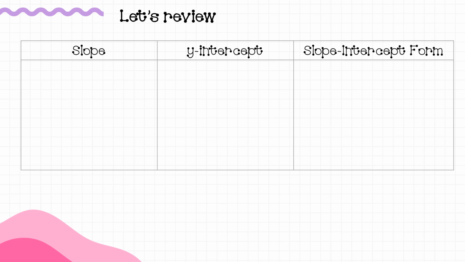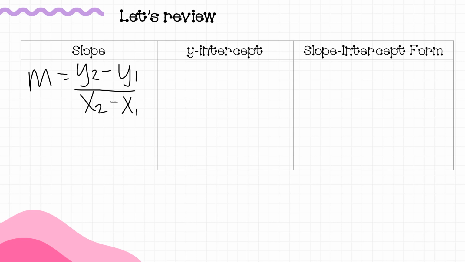So slope, we use the letter M when we're talking about slope. Slope is our rise over run when we're looking at our graph. It's our change in y divided by our change in x. So the formula that you have on your formula sheet is y2 minus y1 over x2 minus x1. So as long as I have 2 points, I am going to be able to find the slope, okay? And if you have a graph, again, you can just use rise over run to find the slope.